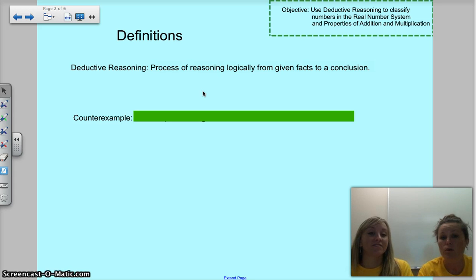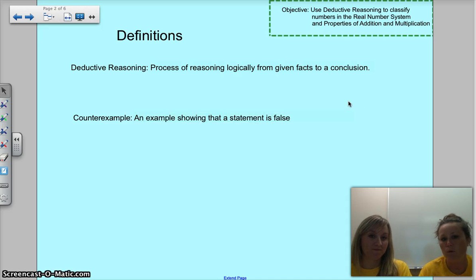A counterexample. Once you've gone through deductive reasoning and you have proven something to be either true or false, if something is false, you have to prove that it is false by giving a counterexample. So the definition that we have listed here is an example showing that a statement is false. That's way easier than deductive reasoning. If you need to pause, go for it.